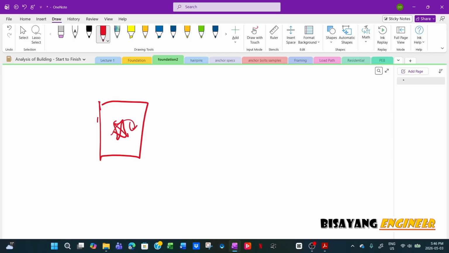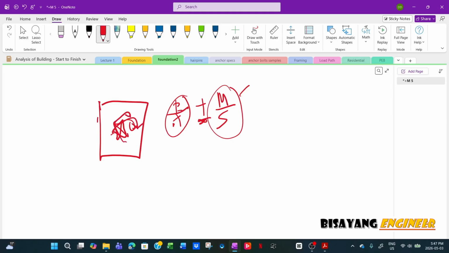And then if this is subjected to moment, then you have the P over A plus or minus M over S. It depends on the direction of the bending or the moment. The P over A plus M over S will give you the maximum bearing pressure, and then the minus M over S would give you the minimum. For example, if the moment goes this way and in this direction also, this will be the most stressed corner, and this will be the minimum.